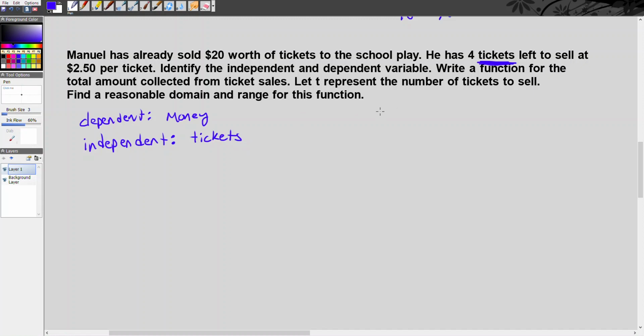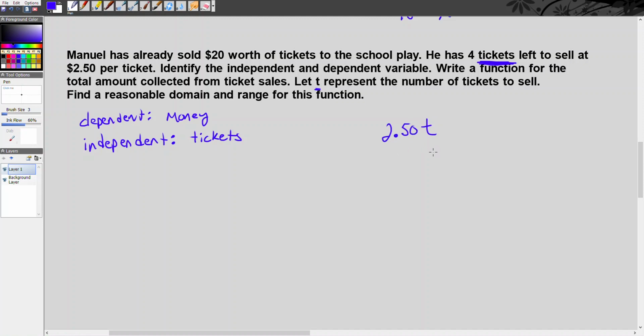So next, let's write a function. When we write the function, we've already discussed, it's already told us, use T for tickets. That means T for tickets because tickets, that's our independent variable. So now what are we doing to the tickets? The tickets cost how much? $2.50 per ticket. So the number of tickets is getting multiplied by 2.5 or 2.50. So we're going to write here 2.50T.